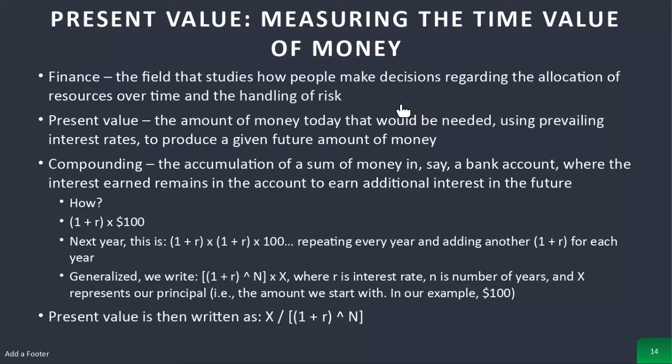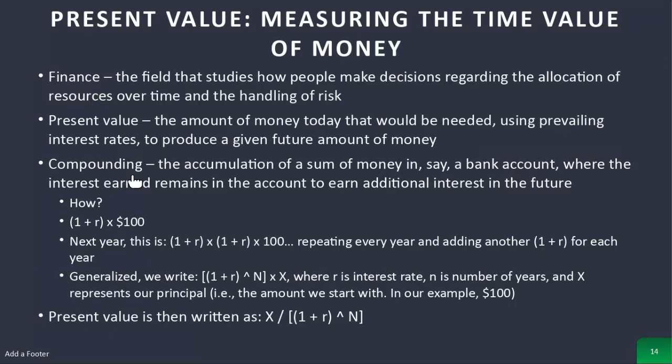And so the present value is the amount of money today that would be needed, using prevailing interest rates, to produce a given future amount of money. Let's say, for example, that you want to retire with $1 million in the bank account. The present value is the amount of money you would have to have in the bank account today, allowing just the standard growth of interest, to reach $1 million in the future. So for example, if you had a 5% interest rate, what amount of money today, compounded 5% annually for however many years until your retirement, would it take in order for you to have $1 million? That's the present value.